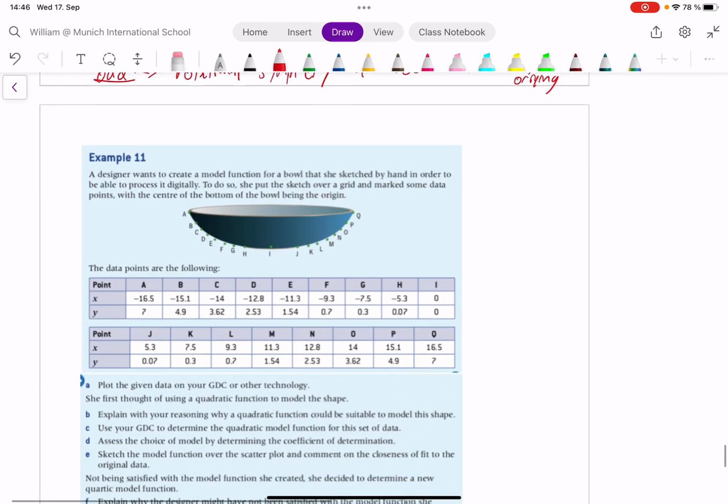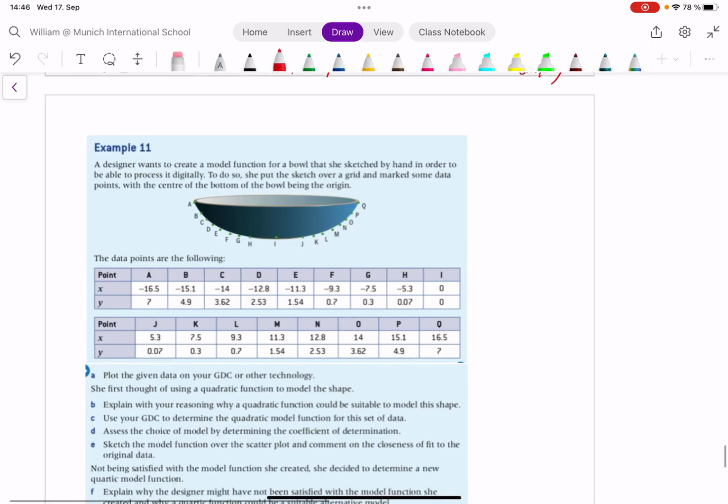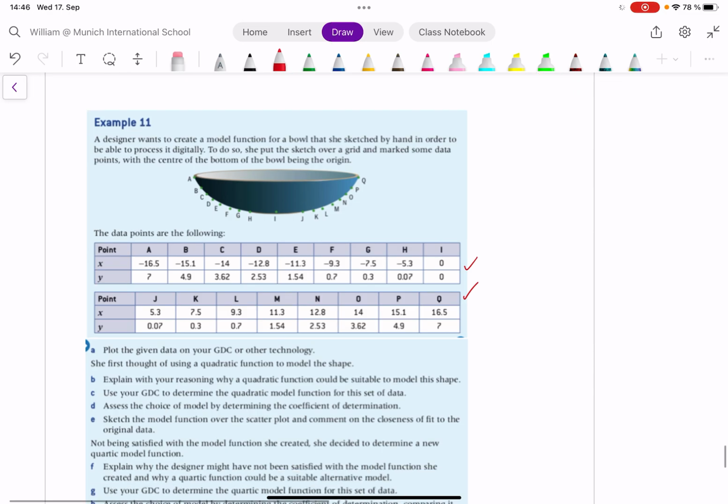So here we have this bowl. A designer wants to create a model function for a bowl that she sketched by hand, and in order to be able to process it digitally, she's marked all these data points. The center is at the bottom, like the letter I that you can see there, and all the data points are here. It's just data points split up into 2 tables. So you have all of A through Q, all of these data points here.